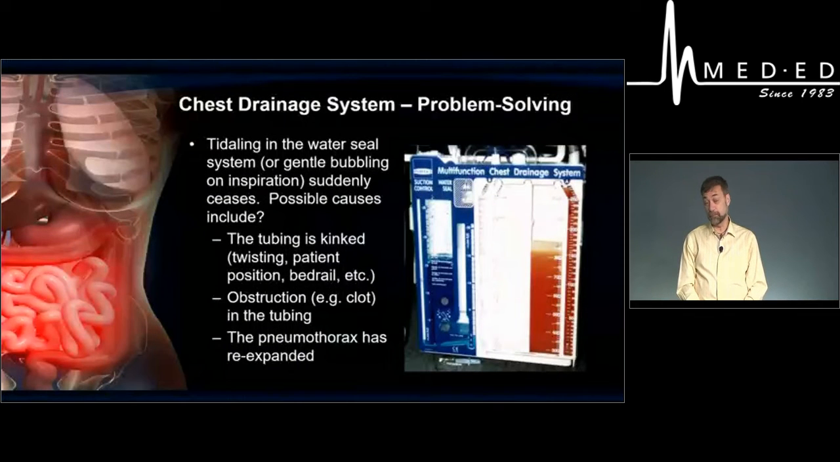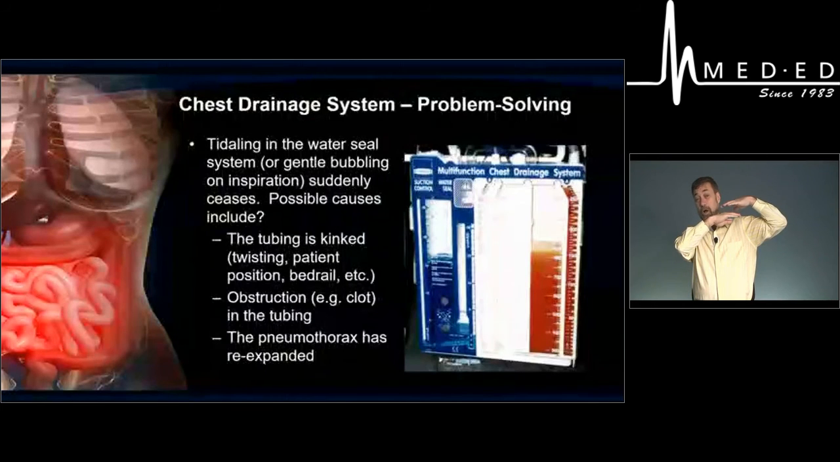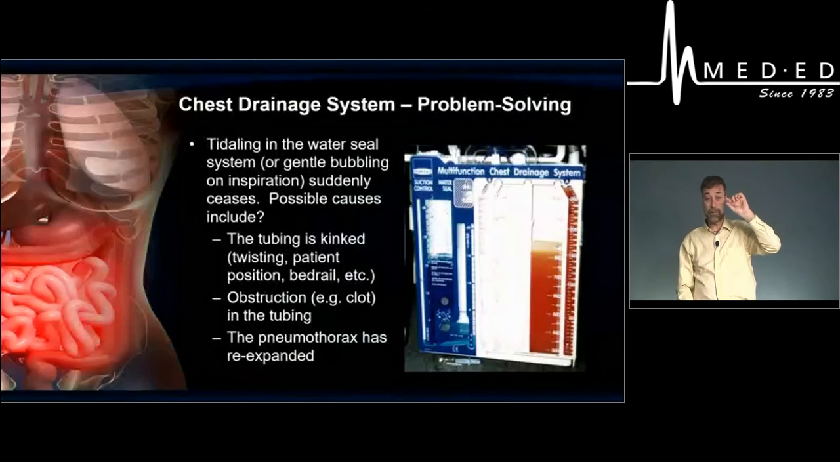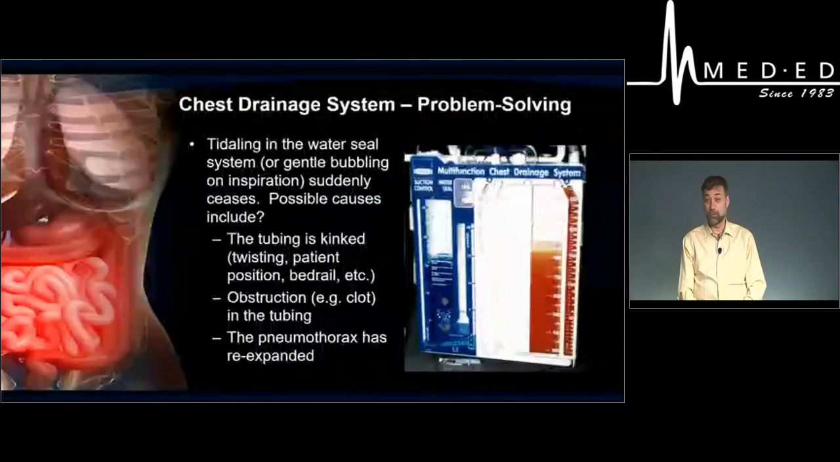Now, the third reason is that the pneumothorax is re-expanded. Once the pleural space is gone, once the two pleura touch, because the pneumothorax is re-expanded, then the pleura is going to block the holes in the end of the chest tube and prevent air from getting in there, and then you won't see any tidaling or bubbling. So it could be that the pneumo has re-expanded.